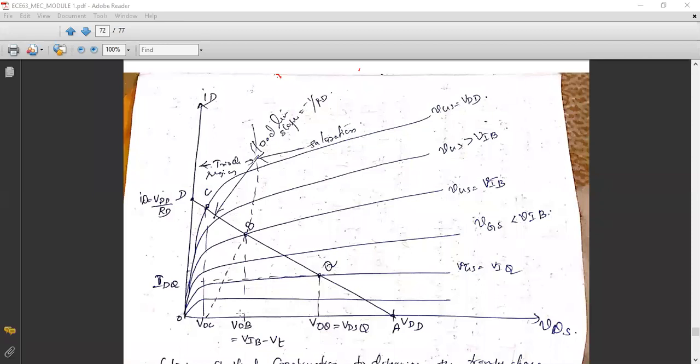So here you can see, I'll take one graph. I will take one graph.